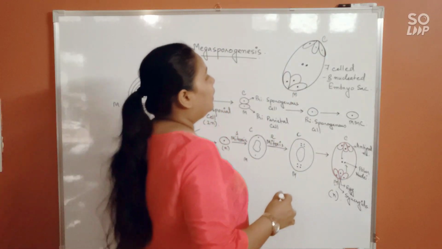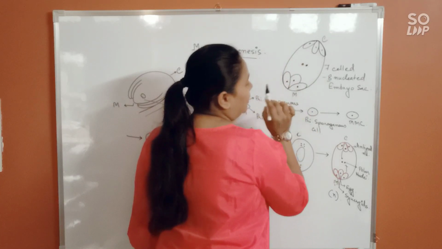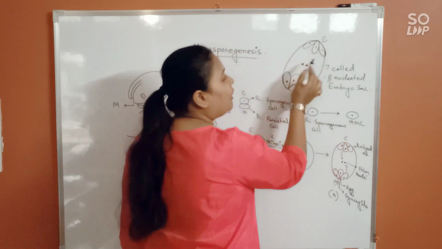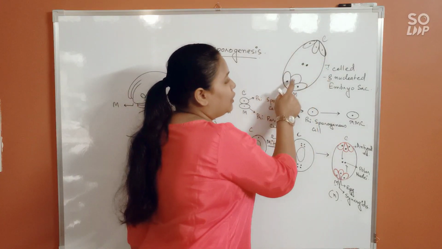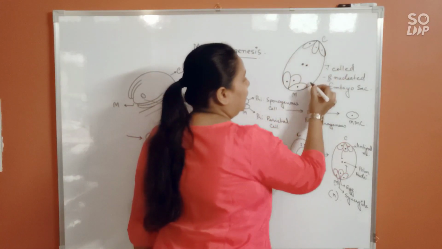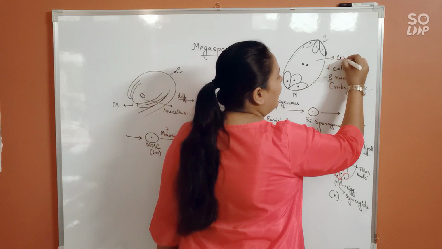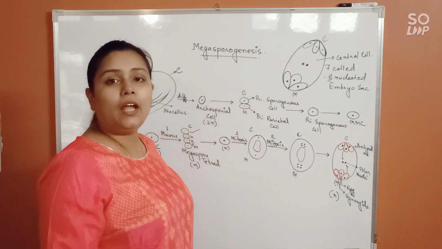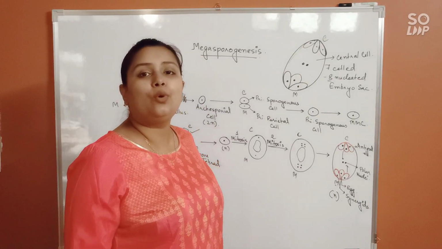Simple. Where are the 7 cells? 1, 2, 3, 4, 5, 6. 6 cells because they have nucleus also and they have cytoplasm also. So we can consider them to be cells, isn't it? So 1, 2, 3 cells. Here 1, 2, 3. 6 cells. Where is the 7th cell? This is the 7th cell. This middle part is called the central cell, which makes up the 7th cell of the embryo sac. That's why we call it 7-celled, 8-nucleate embryo sac.